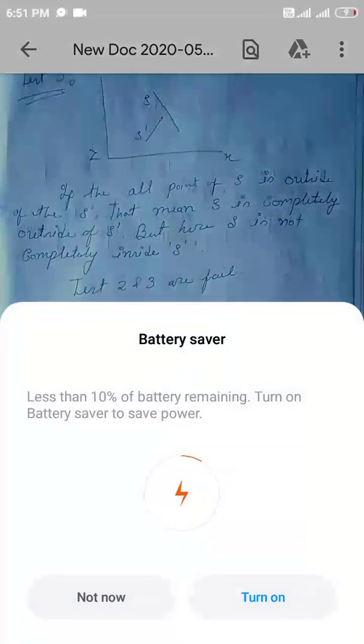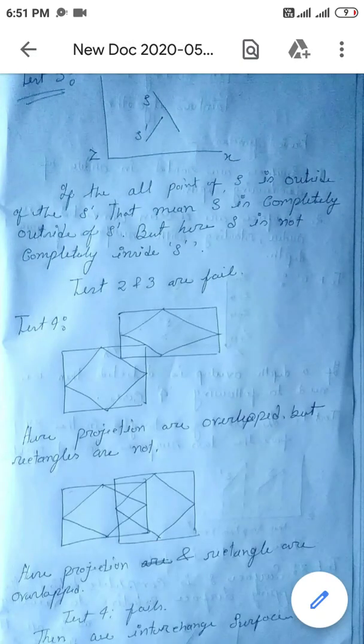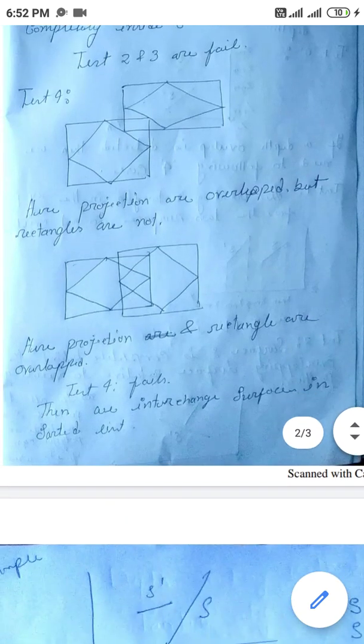Here there are two projections. In the first picture you can see the projections are overlapped, but the two rectangles are not overlapped. That means the projections of the two surfaces on the view plane do not overlap in that test case. But here their projections are overlapped, but the rectangles are not. In the second one, you can see the two projections overlap as well as the two rectangles are also overlapped. So here the test 4 case fails.